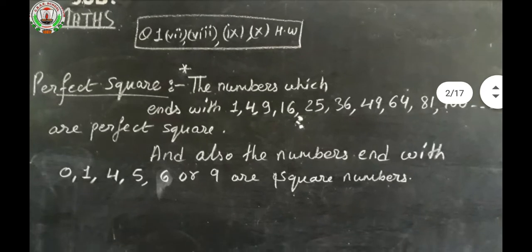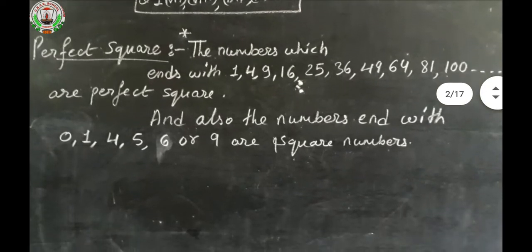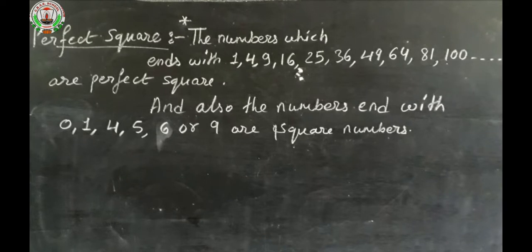Next one is a perfect square. So what do you mean by a perfect square? The numbers which end with 1, 4, 9, 16, 25, 36, 49, 64, 81, 100, and so on, are perfect squares. That means suppose we are having a number 21. The number 21, its units place ends with the number 1, isn't it? So it is a perfect square. Like the number 24, it ends with 4, so it will be a perfect square. Like that we have to see.